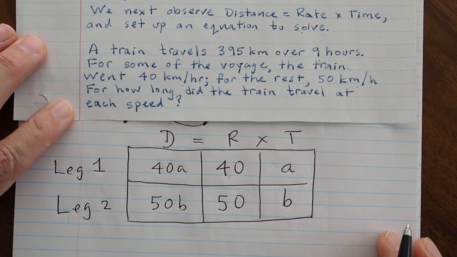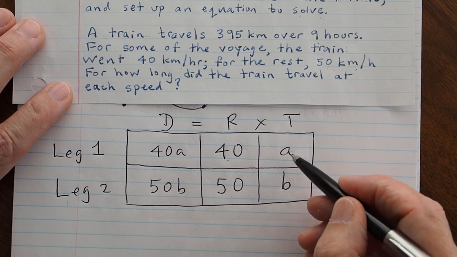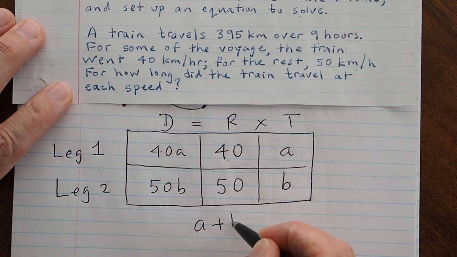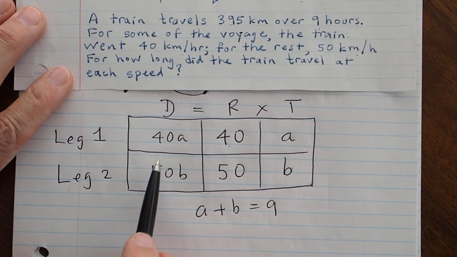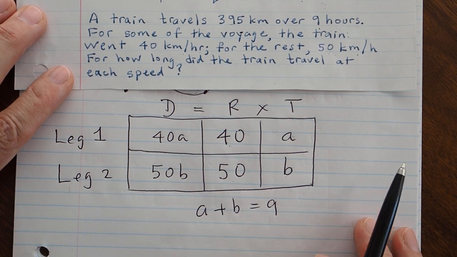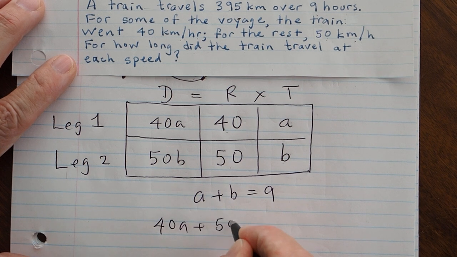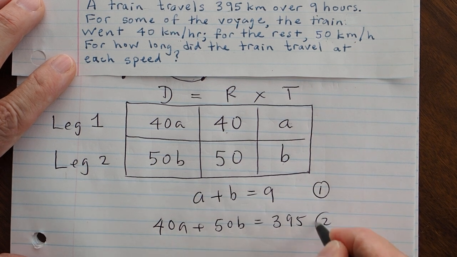Now I have 2 equations and 2 unknowns. The total length of the trip in time is 9 hours, so that tells you that A plus B is 9. And we also have that the total distance of the trip is 395 kilometers. So 40A plus 50B is equal to 395. That's equation 1, that's equation 2.